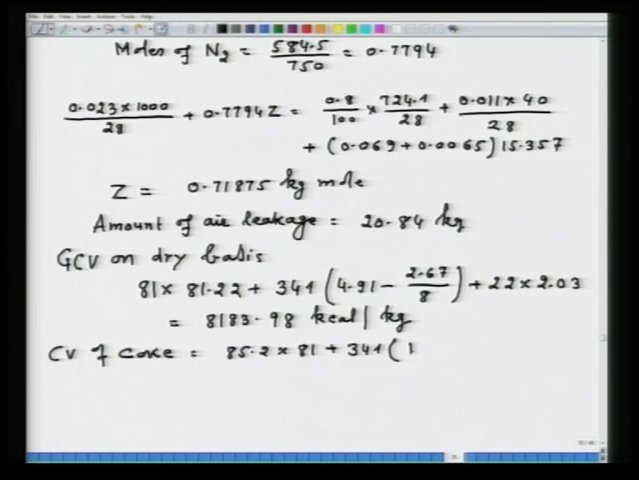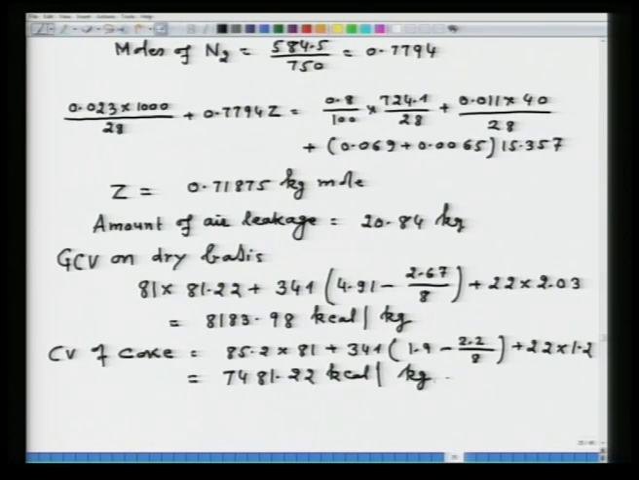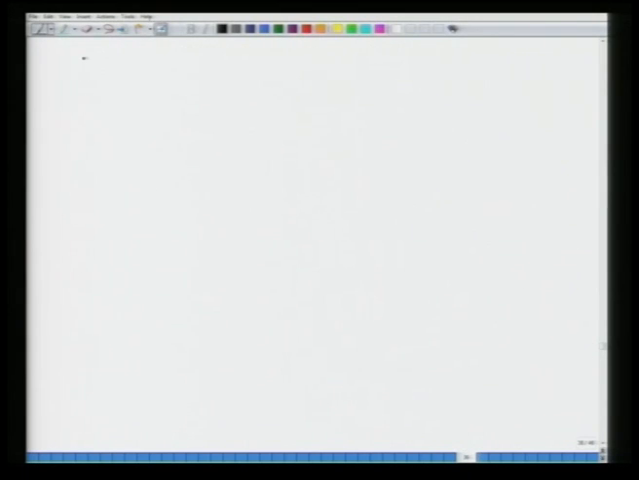341, 1.9 minus 2.2 upon 8 plus 22 into 1.2. So, the calorific value of coke is equal to 7481.22 kilocalorie per kg. Then I can find out tar the same way. So, tar calorific value will be 8775.9 kilocalorie per kg.